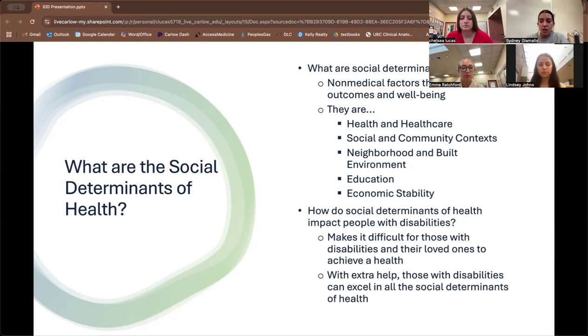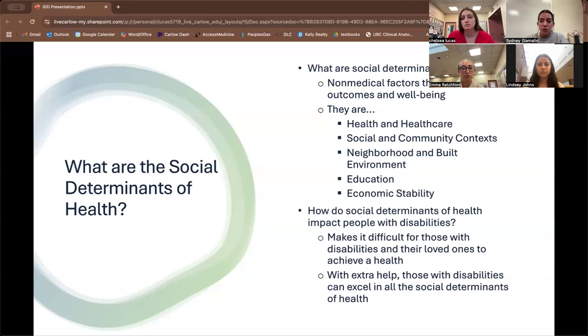Economic stability is a major challenge as individuals with disabilities may face higher unemployment rates, lower wages, and increased healthcare costs, leading to financial strain. Healthcare access and quality can also be limited due to physical, financial, or systemic barriers, resulting in delayed treatment and unmet medical needs. Education opportunities may be restricted by inadequate accommodations, affecting employment prospects and long-term economic security.